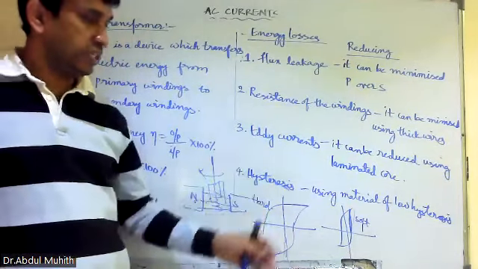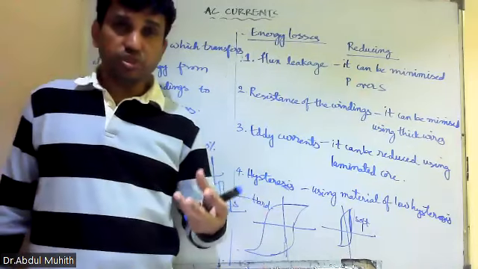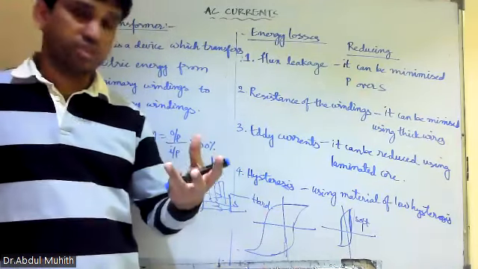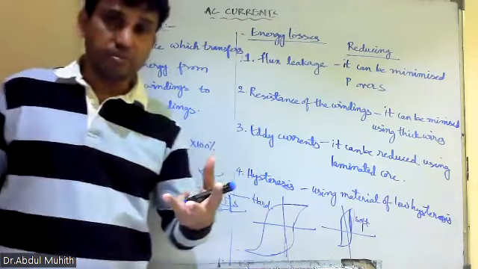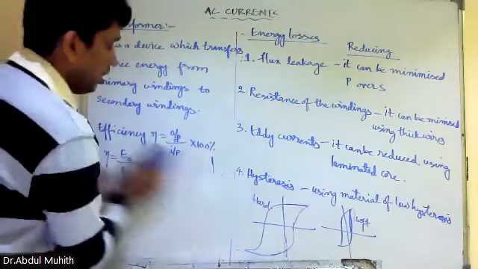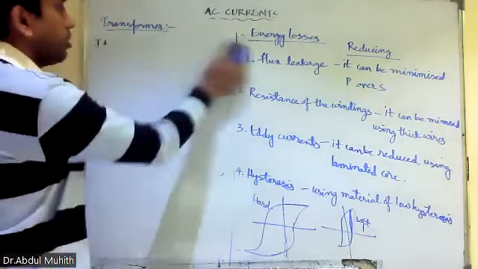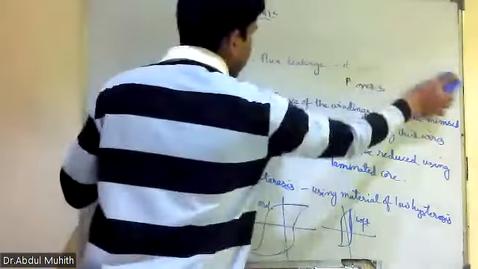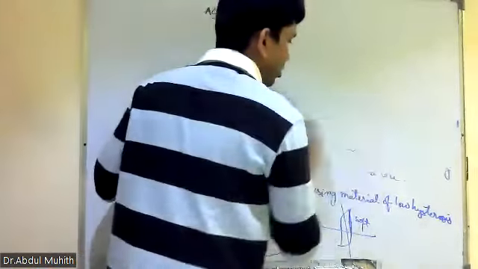The last one is hysteresis. It is better to use material which has low hysteresis. Low hysteresis means soft magnetic material. Now we will go with one numerical quickly on this, and then we'll quickly move to the AC generator.